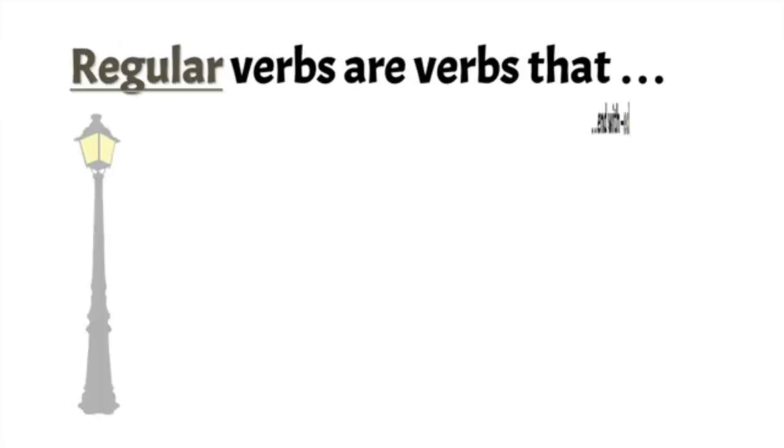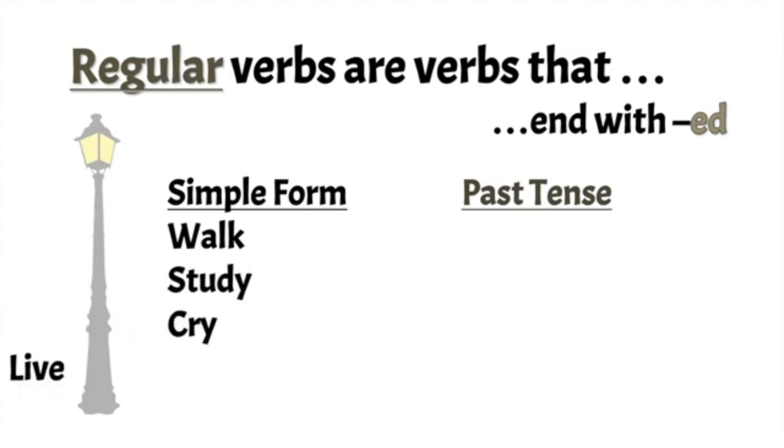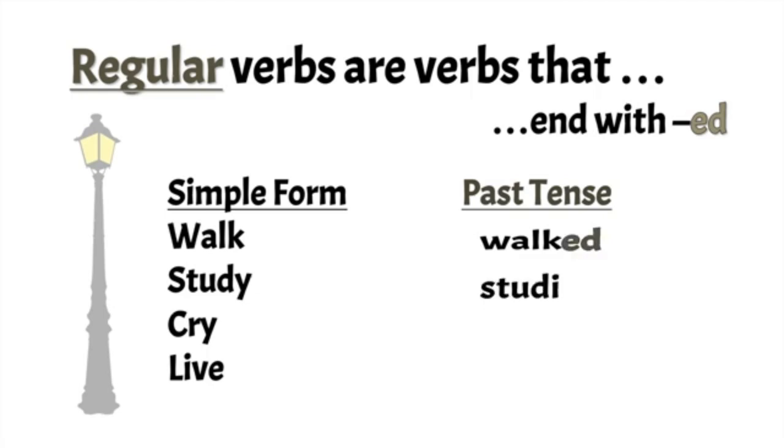Regular verbs are verbs that end with ed, we said. So simple form of past simple, like walk, study, cry, and live. So walk, walked. Study, studied. Pay attention to the y changes to i when you write the past tense. Cry, again, y changes to i, ed, and live, we just add the d, lived.